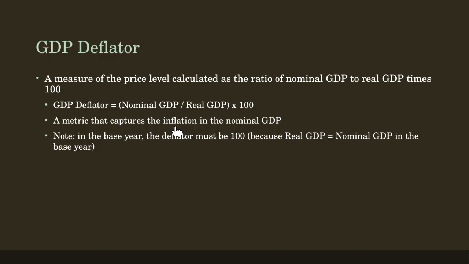Now, again, GDP deflator, this is just a measure of the price level as calculated as the ratio of nominal GDP to real GDP times 100. And the GDP deflator, again, just to see this right now, equals nominal GDP over real GDP times 100. And that's a metric that captures the inflation in the nominal GDP. And as we said, note in the base year, the deflator must be 100 because real GDP equals nominal GDP in the base year.